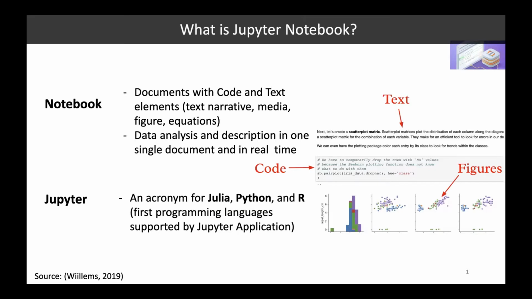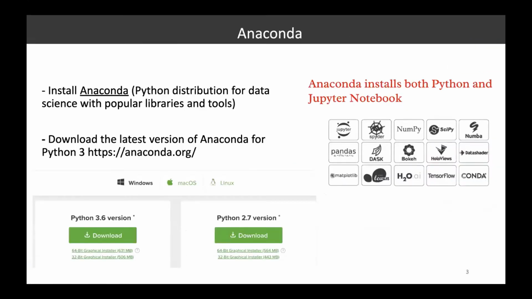What Jupyter Notebook essentially does is it's a document with code and text elements such as charts, media, figures, equations. So what this helps us is that we get data analysis and description in one single document and in real time. Going ahead, the first step to use Jupyter Notebook would be to install it.